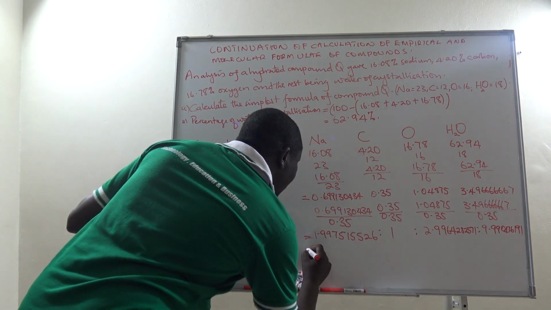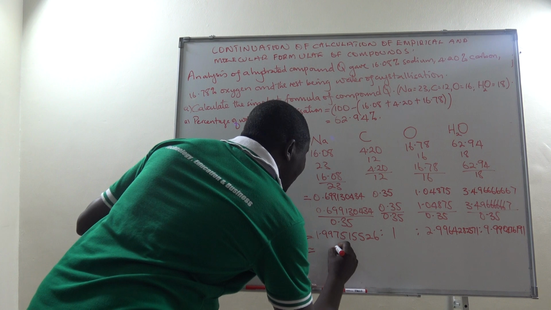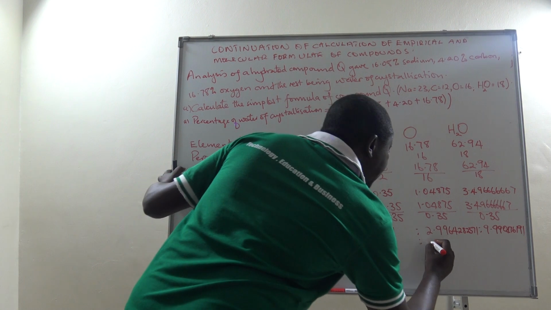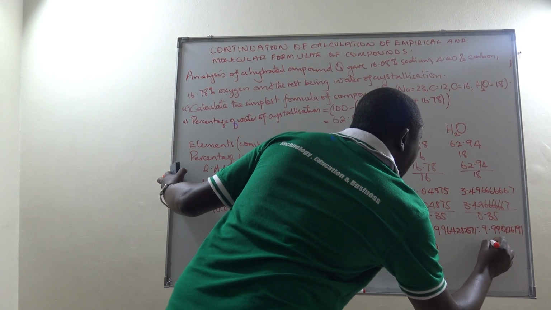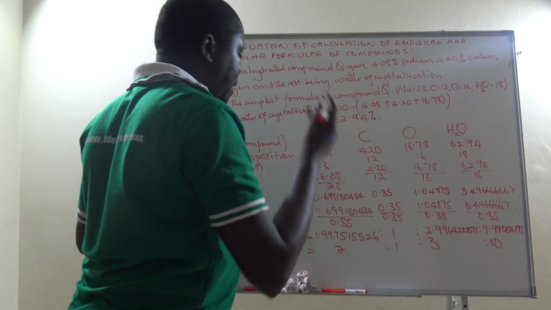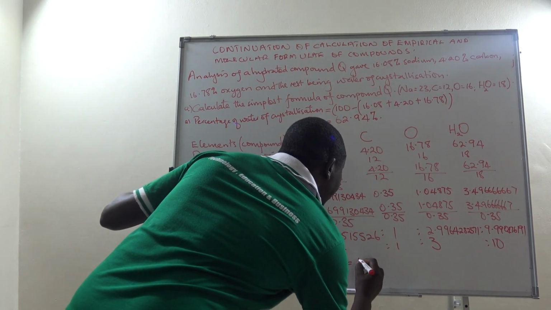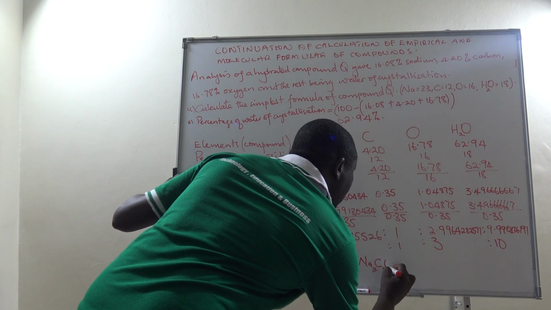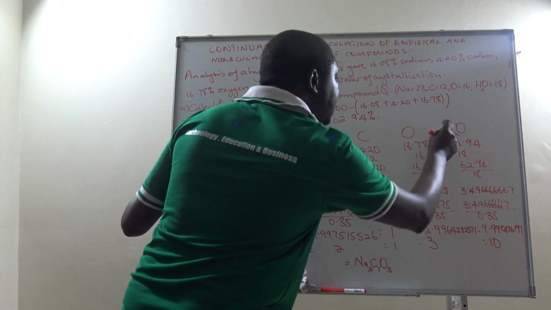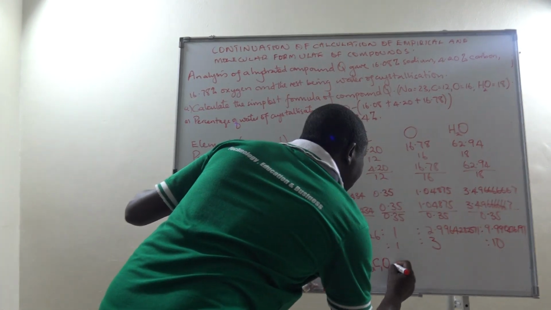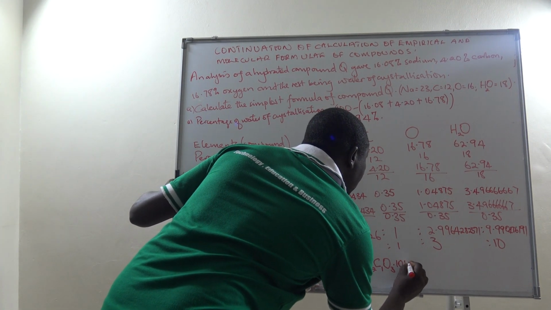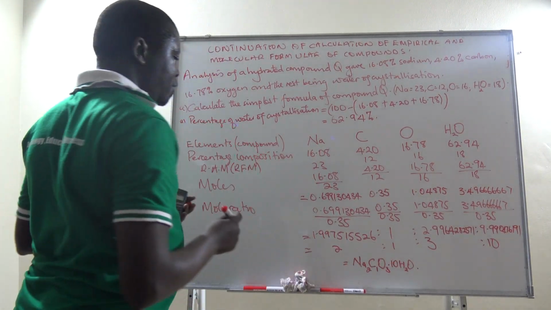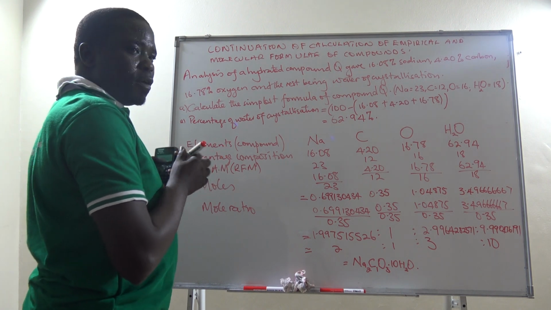If I round this one here to one decimal place, or approximately, this one becomes 2, this one remains 1, this one remains 3, and this one becomes what? 10. It means that I will get Na2CO3, and then it is having water of crystallization. Then I say dot 10 water. So this is my empirical formula, or the simplest formula of this compound.